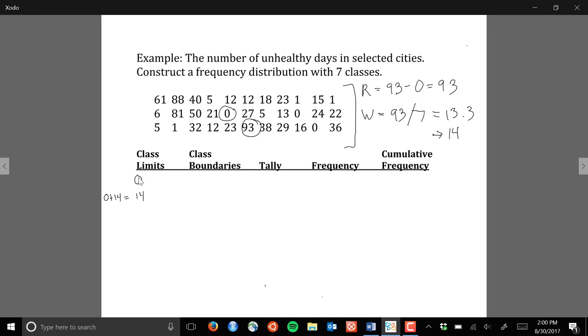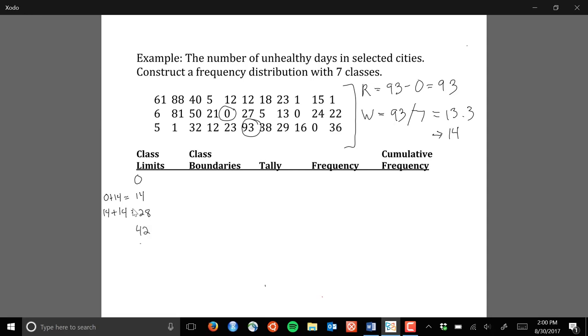For the third lower class limit, we take the previous lower class limit, which was 14, and add the class width, 14, which gives us 28. And we keep adding 14 to each of the previous lower class limits to get our subsequent lower class limits. So 28 plus 14 is going to be 42.